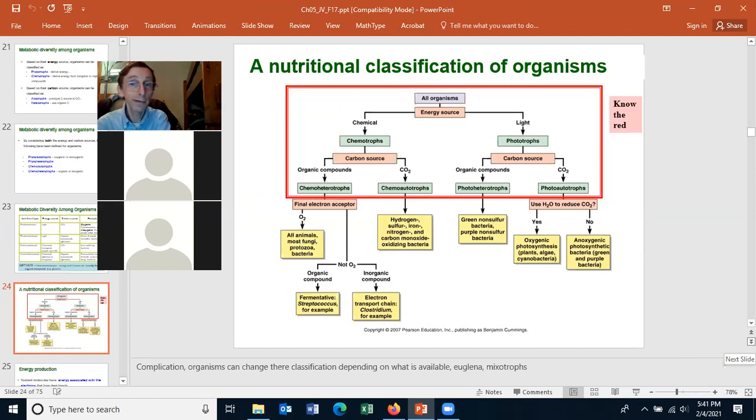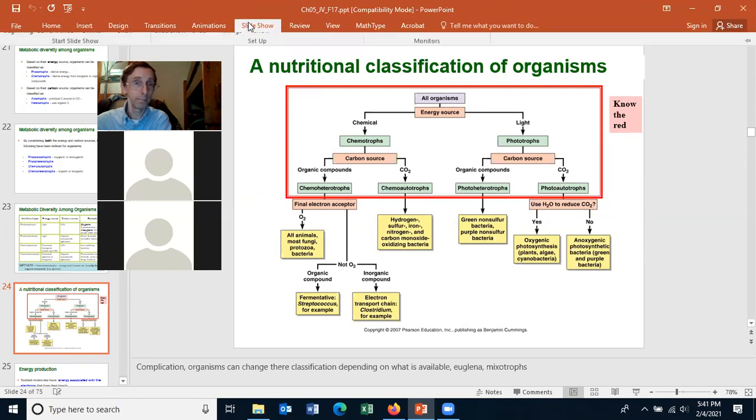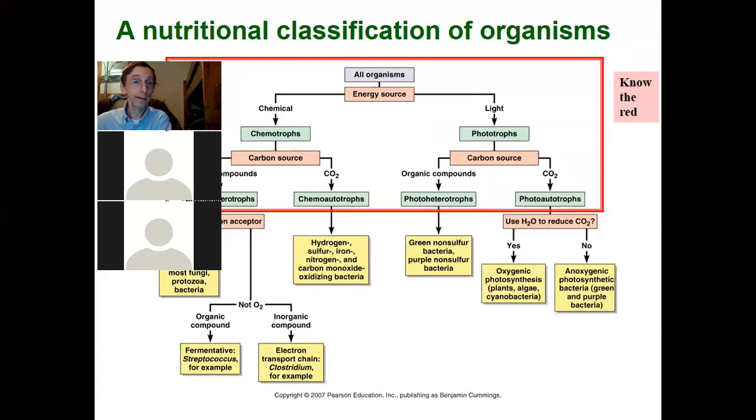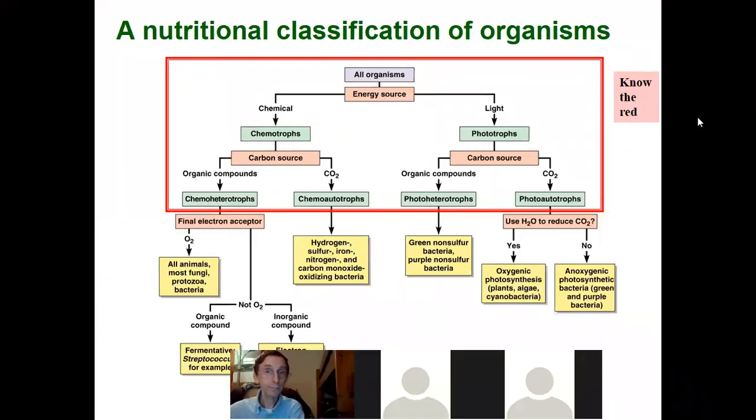Now, you need to know the nutritional classification of organisms, but you only need to know what's outlined in red here. So all organisms, let's blow this up. All organisms can be classified, and we can classify them by their energy source. There are phototrophs if they get their energy needs from light. There are chemotrophs if they get their energy needs from a chemical compound. If a chemotroph gets its carbon source from an organic chemical compound, we call it a chemoheterotroph. If, on the other hand, they get their carbon source from CO2, we call them a chemoautotroph.